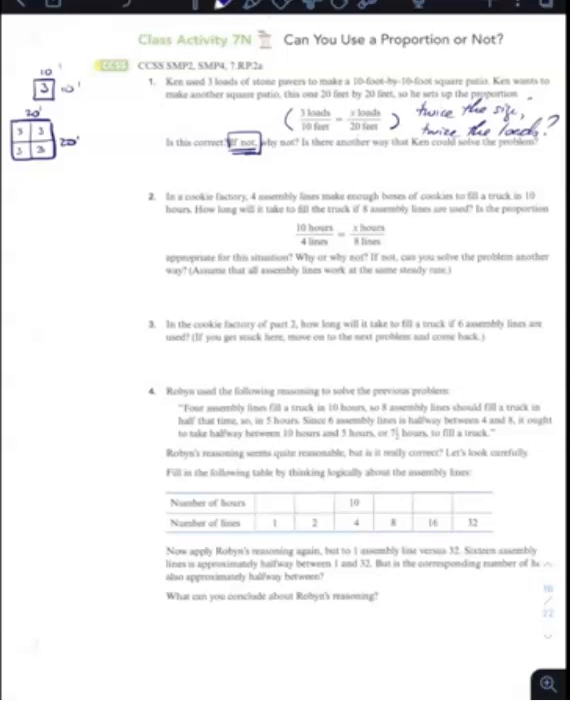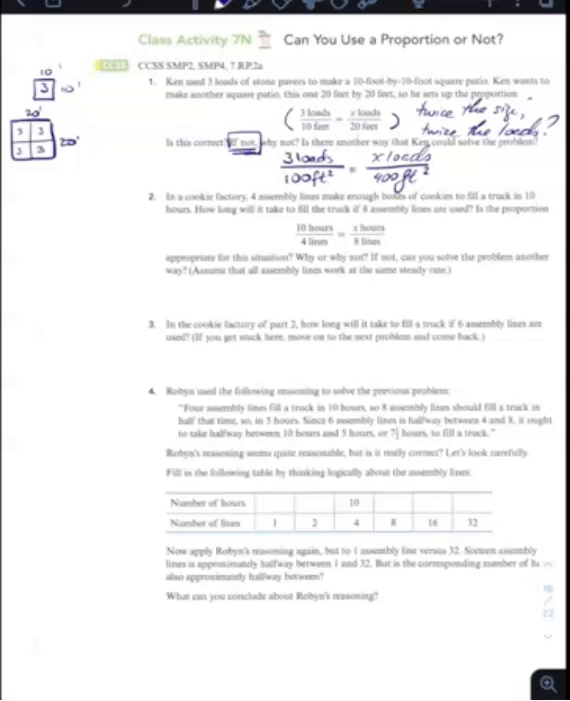And the reason is that he was setting it up with the side length rather than the area. Instead, he should have been saying 3 loads to 100 square foot is how many loads to 400 square foot, right? Because the loads of stone pavers actually is proportional to the area, not the side. And we can see that in the picture here.